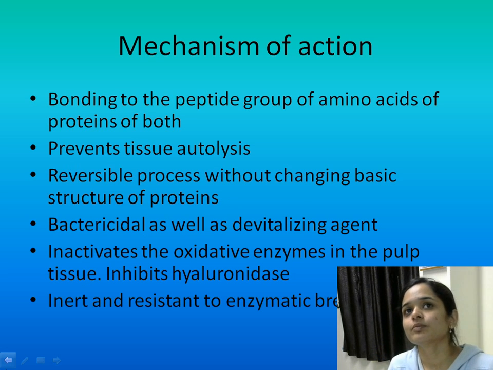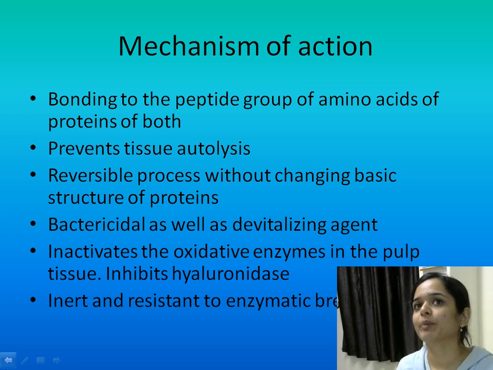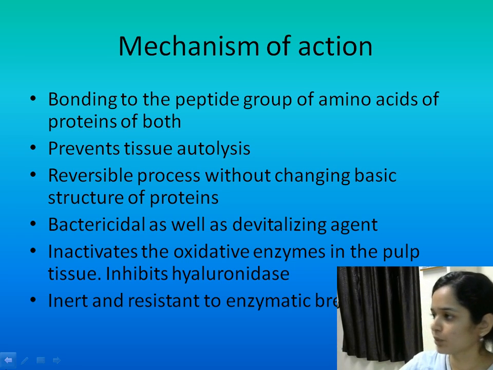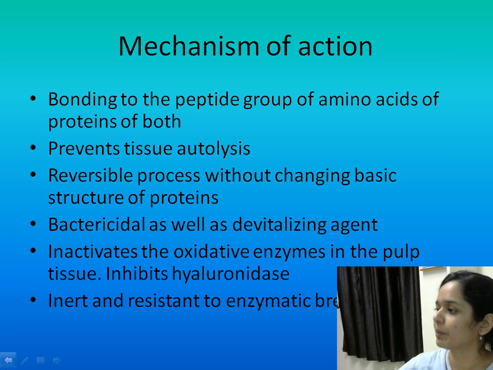Mechanism of action. Now how formocresol acts is very important. It bonds to the peptide group of amino acids of proteins. There are proteins in the pulp tissue. They have peptide groups. So formocresol, the aldehyde group will bond with that peptide group and it will fix the pulp tissue.